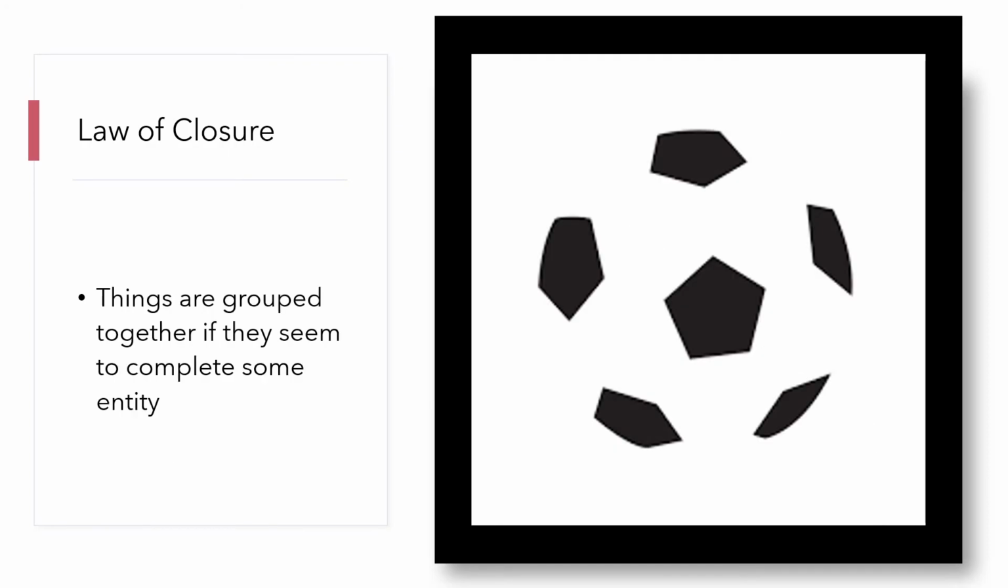Then we have law of closure. Simply means things are grouped together if they seem to complete some entity. So our brains often ignore contradictory information and fill in gaps in information. So for example, in the image, you probably see the shape of a circle and rectangle because your brain fills in the missing gaps in order to create a meaningful image.